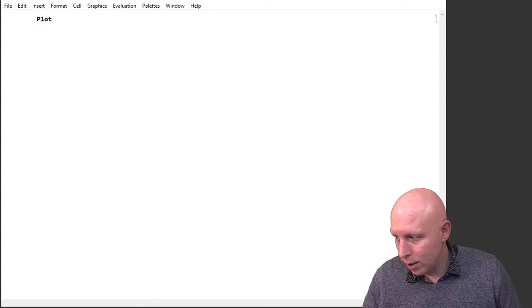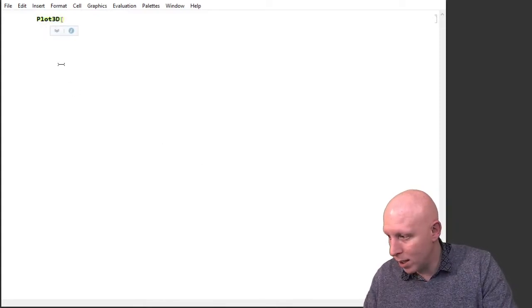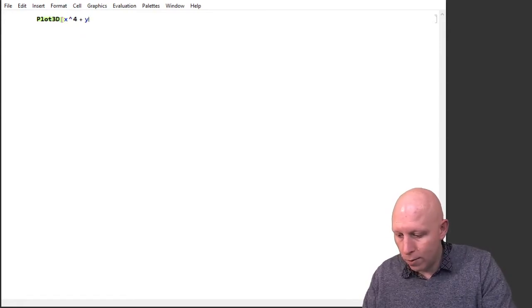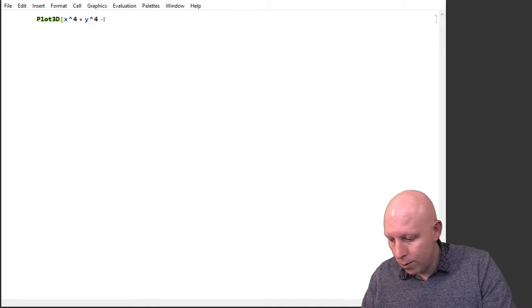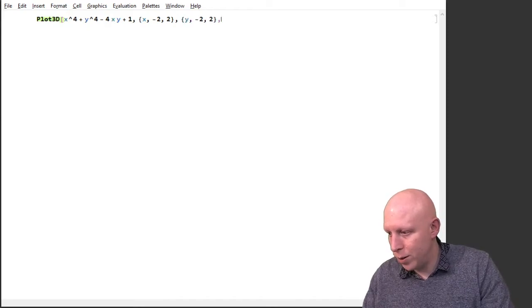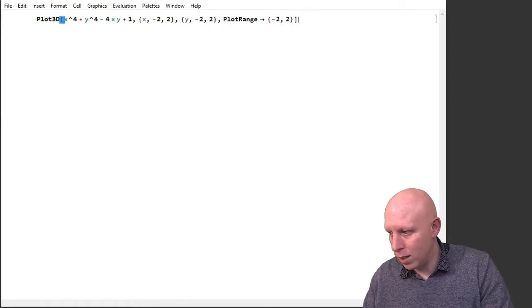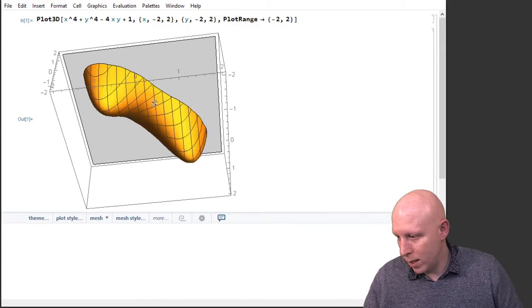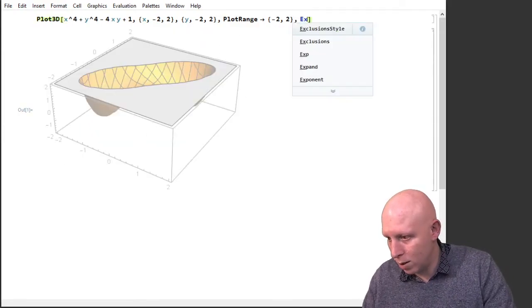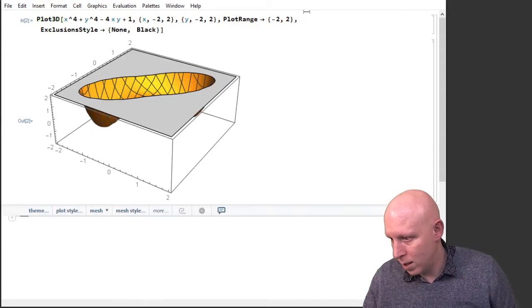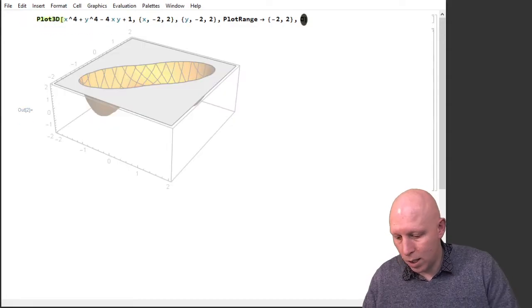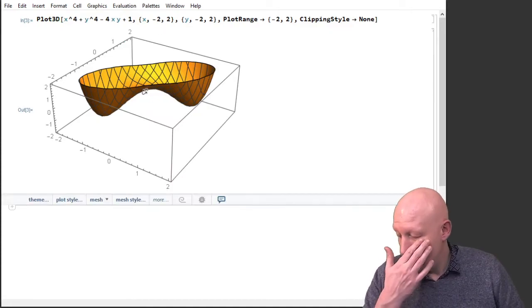So when we're plotting a function, we use Plot3D, and we want to plot x to the 4th plus y to the 4th minus 4xy plus 1, where x goes from negative 2 to 2, y goes from negative 2 to 2, and let's do a plot range from negative 2 to 2 as well, so the z value. I think I need to use something like clipping style none. So here's our function.